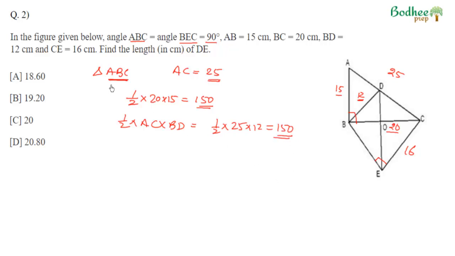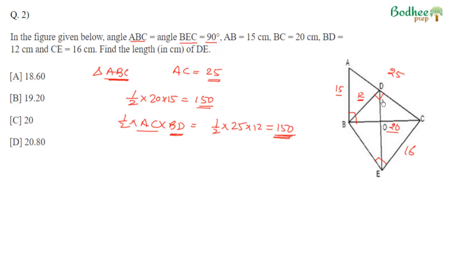That means the area of this triangle can be calculated by taking BC as the base and AB as the altitude, or it can be taken as AC as the base and BD as the altitude, because in both cases we are getting the area to be 150. That clearly indicates that BD is nothing but the perpendicular or the altitude on AC, right? This is the significant thing which we have to identify. Once we have identified that, we have to use Ptolemy's theorem.